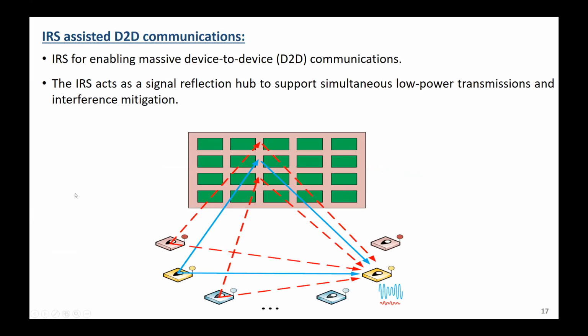Also, IRS can be used to assist massive device-to-device communication, where the IRS can act as a reflection hub, and the elements of the IRS are designed and the phases are chosen such that the desired signals are constructively added at the intended user and destructively added at the unintended user.